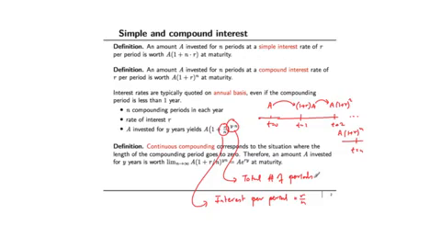Continuous compounding corresponds to the situation where the length of the compounding period goes to 0. Therefore, an amount A invested for Y years is now going to be worth the limit, as the number of periods n goes to infinity, of A times (1 plus R over n) raised to the power Yn. And if you take the limit of n going to infinity, that expression solves as A times e raised to the power RY at maturity. The length of the compounding period is going to 0, therefore the number of compounding periods is going to infinity, and the expression simplifies to A times e raised to the power RY.